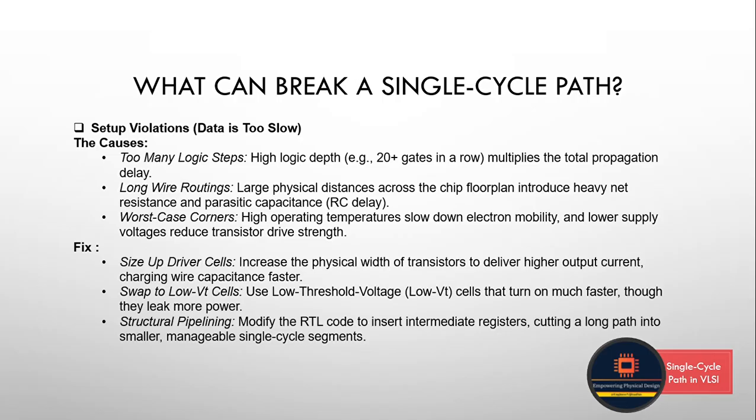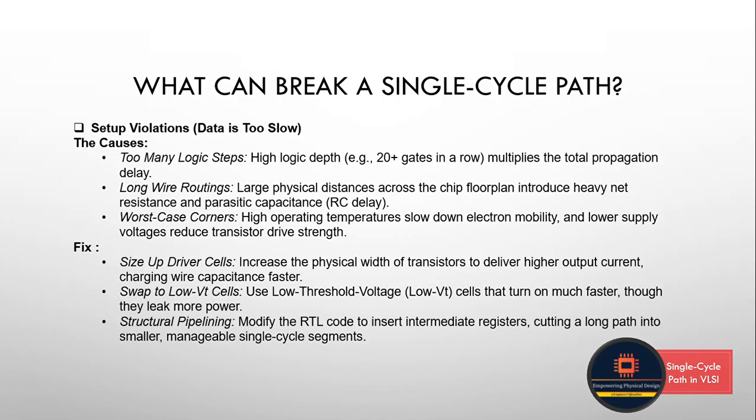So why does it generally happen? It might be because there are too many logic depths, like 20 plus gates, or multiple gates in a row. That can be a reason. Or too much long routing has happened, like a lot of physical distance, with a lot of parasitic RC delay. That can be another reason. Then, the worst case scenario can happen, that is the worst case corners, high operating temperature, that can affect, or the lower supply voltage can affect. So these are the factors that will generally affect setup.